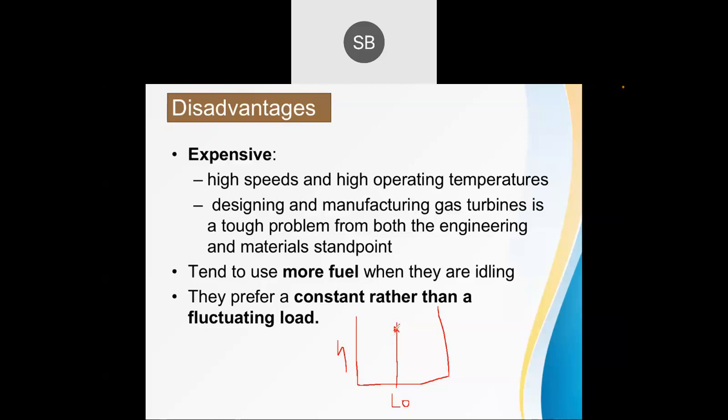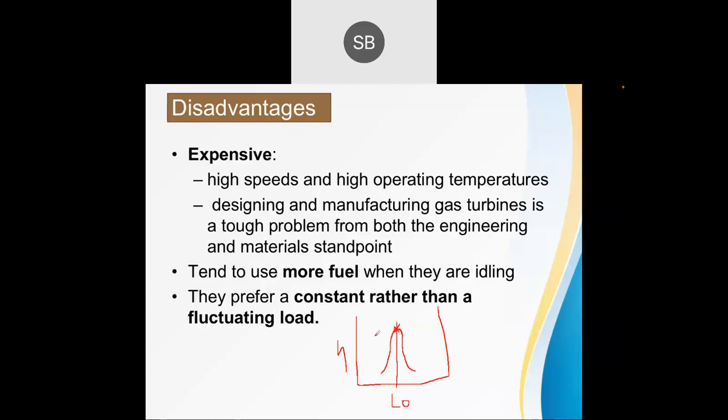But if the load fluctuates from the design load, its efficiency will sharply decrease. Similarly, if we increase the load on the gas turbine power plant by a small amount, its efficiency sharply decreases. So that's why we do not use this in our vehicles, because on a vehicle the load is always fluctuating.